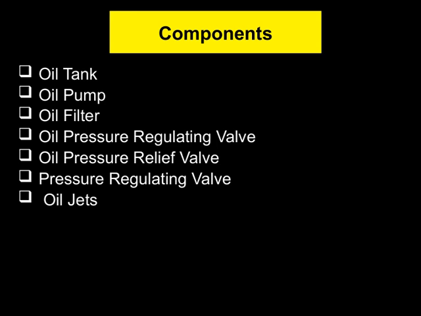Next, we have the oil pressure regulating valve, which helps maintain a consistent pressure within the system, preventing damage or leaks. Alongside that, the oil pressure relief valve acts as a safety mechanism, releasing excess pressure to protect the components. The pressure regulating valve, similarly, ensures that the oil pressure stays within optimal ranges for efficient lubrication. Moving on, oil jets play a critical role in delivering a focused stream of oil directly to specific engine parts that require precise cooling and lubrication.